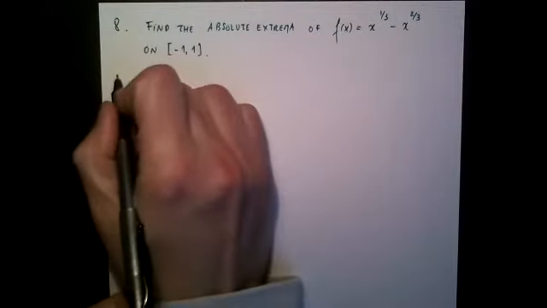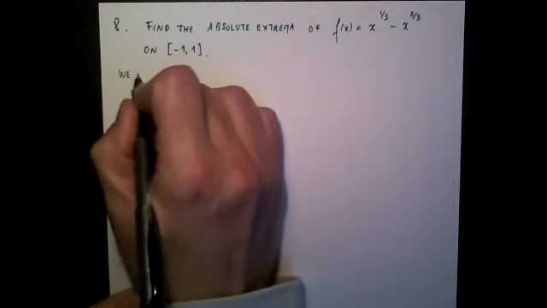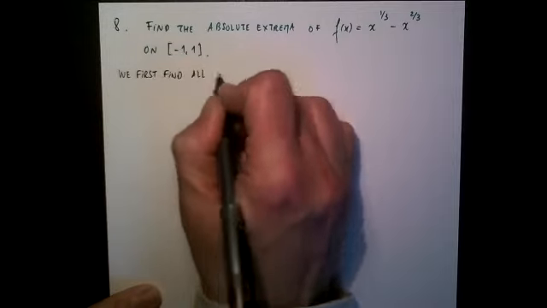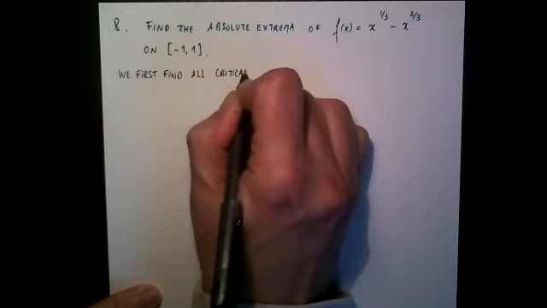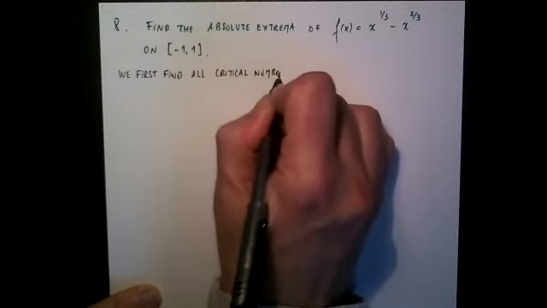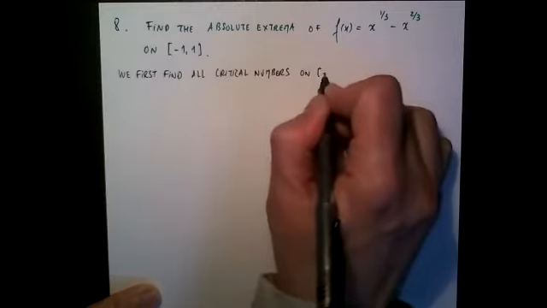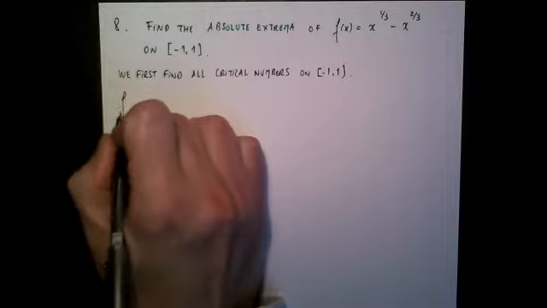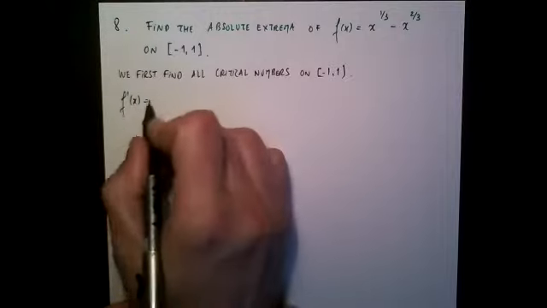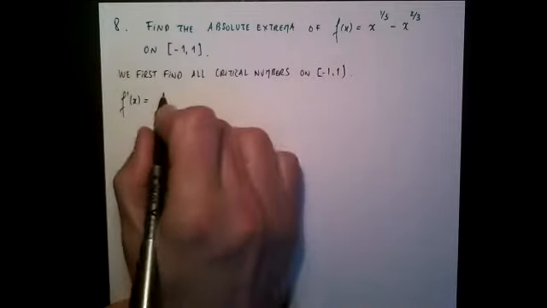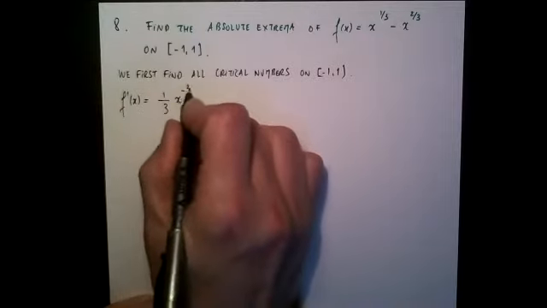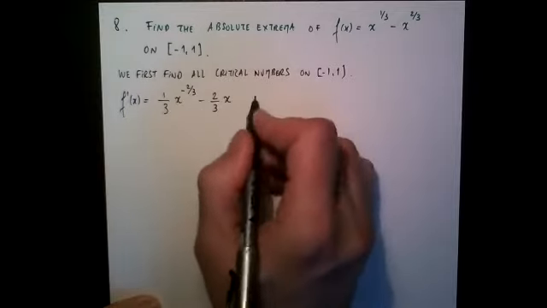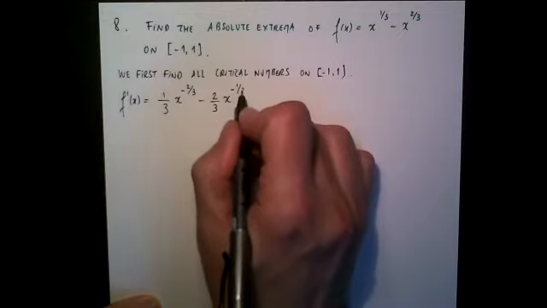So let's first find all critical numbers on -1, 1. Okay, so f prime, the derivative, is equal to what? The derivative of this is 1/3 x to the -2/3 minus 2/3 x to the, I think, -1/3.